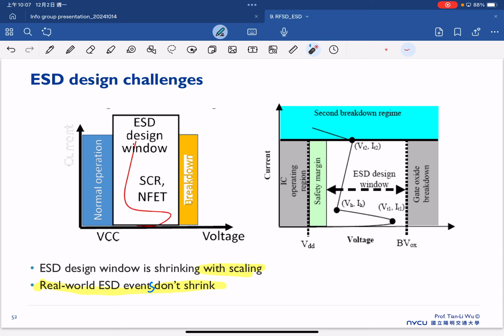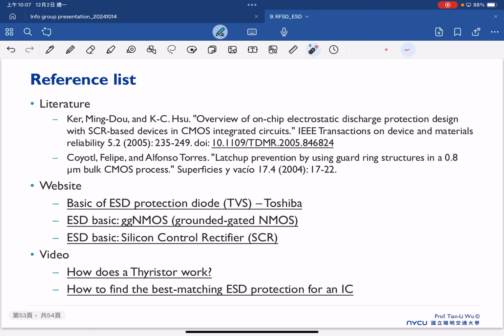So the real world ESD events don't shrink as well. This is one of the examples, also showing the same thing. Our gate oxide breakdown is reduced, and therefore our ESD design window is also reduced. Okay, so here is some of the literature that you can look up by yourself, and you can find some more interesting studies on what would be the ESD happening here.